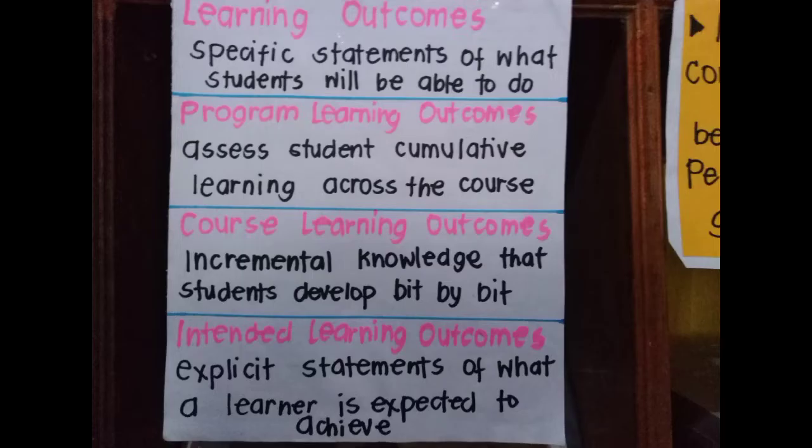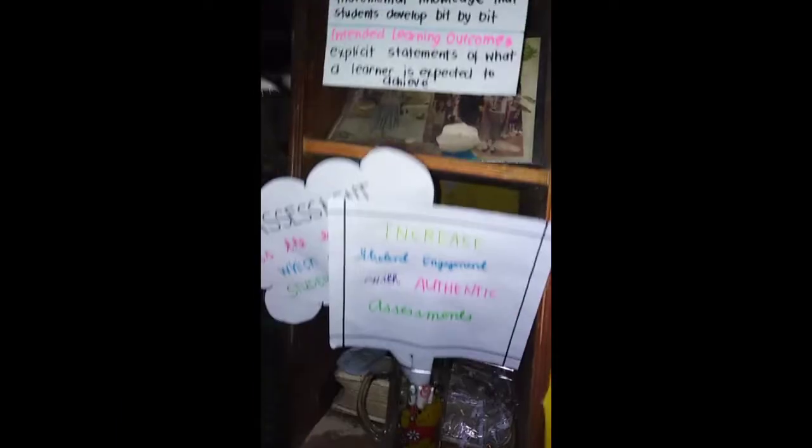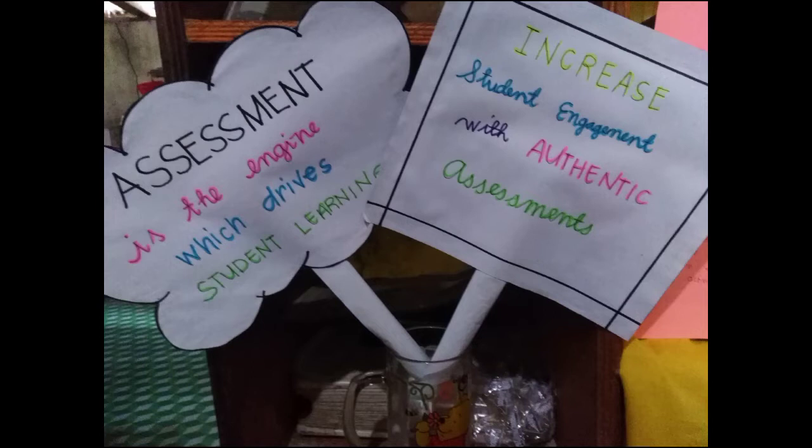Learning outcomes, which means specific statements of what students will be able to do. Program learning outcomes assess students' cumulative learning across the course. Course learning outcomes, incremental knowledge that students develop bit by bit. Then, intended learning outcomes, explicit statements of what a learner is expected to achieve. Assessment is the engine which drives student learning. Increase student engagement with authentic assessment.